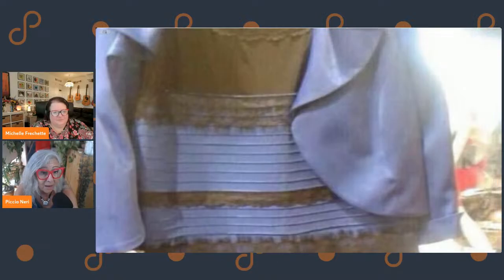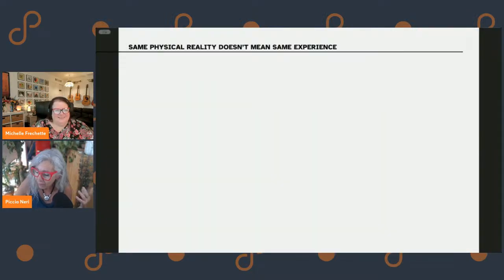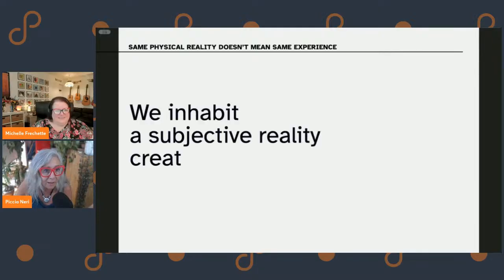But to me, it doesn't matter. If you say it's yellow to you, who am I to say no, it's blue? I see blue, but it doesn't matter. So the punchline is color is... actually, we'll get to the punchline. But basically, the point is that even when we share the same physical reality, it doesn't mean the same experience. We inhabit a subjective reality created by our brain.